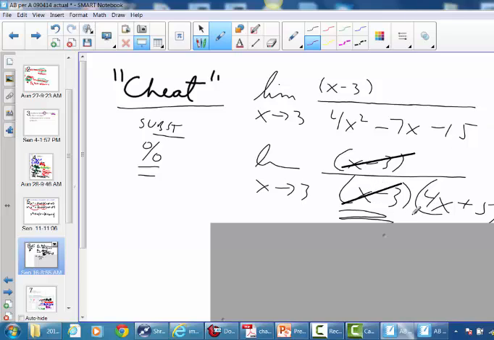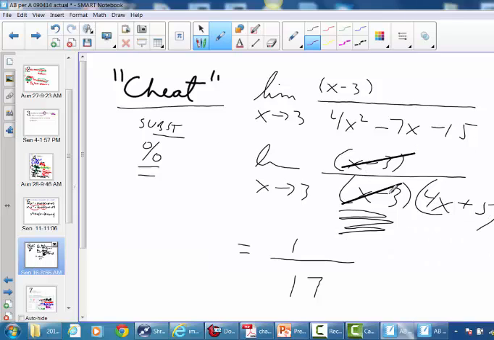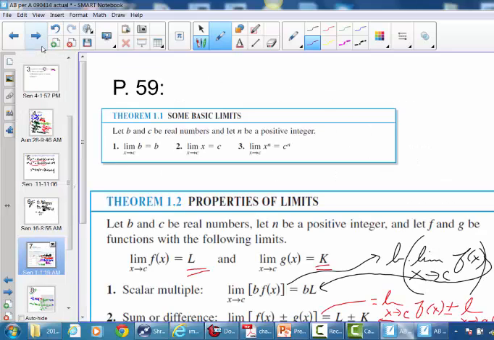You know this is x. x times what gives 4x squared? You know that's 3. 3 times what gives 15? The x minus 3's cancel. Notice the limit is still there because there's still x's. And then you substitute and, of course, get an answer of 1 over 17.